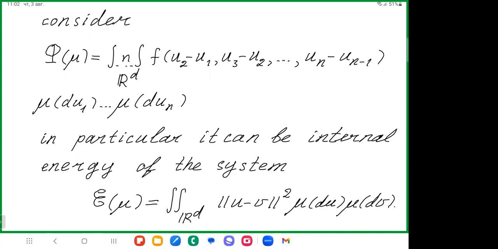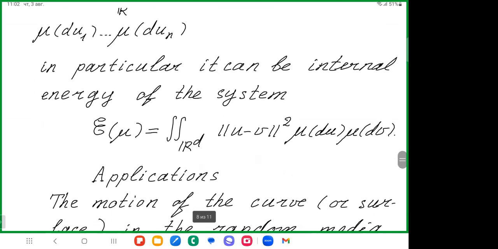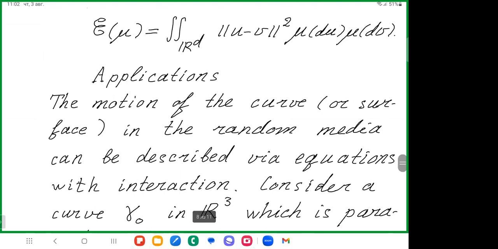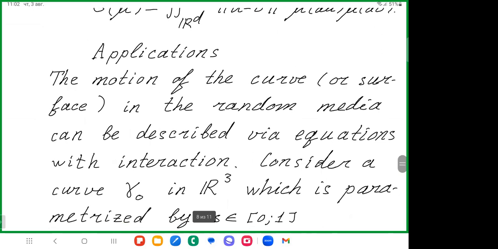As applications, I will propose to you today and tomorrow several models based on the equation with interaction, where we will check the properties of the model using the tools which we discussed during our lectures. So let us begin with the application. The first one will be devoted to the motion of a curve or surface in a random media, which can be described via an equation with interaction.